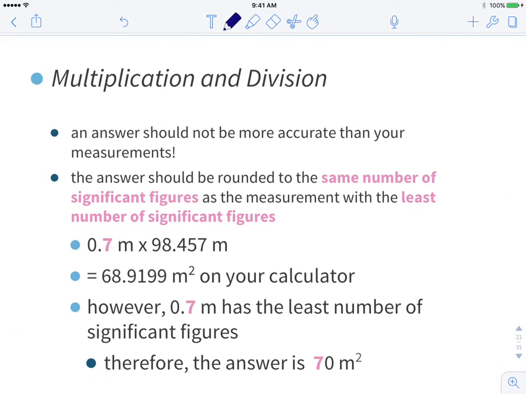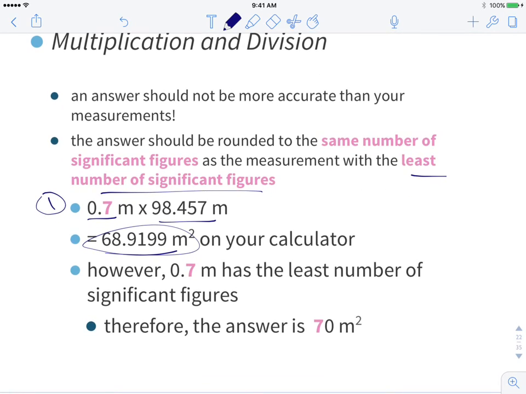Multiplication, division, these seem more straightforward. You're going to round to the least number of significant figures. So I have these two numbers, the 0.7 and the 98.457. This has 1 sig fig. I have to round my answer to 1 sig fig. Look at what I got in my calculator here. I got something with 6 significant figures. So now I need to round this to 1 sig fig.